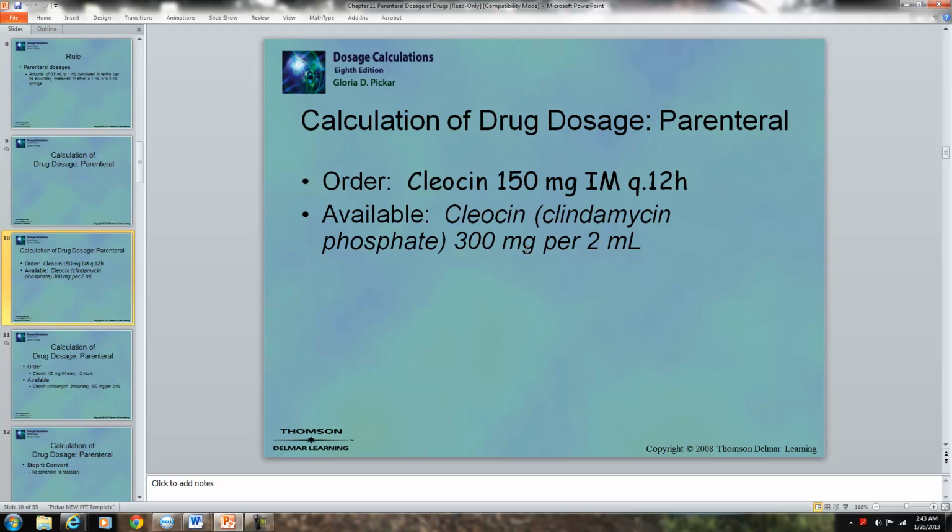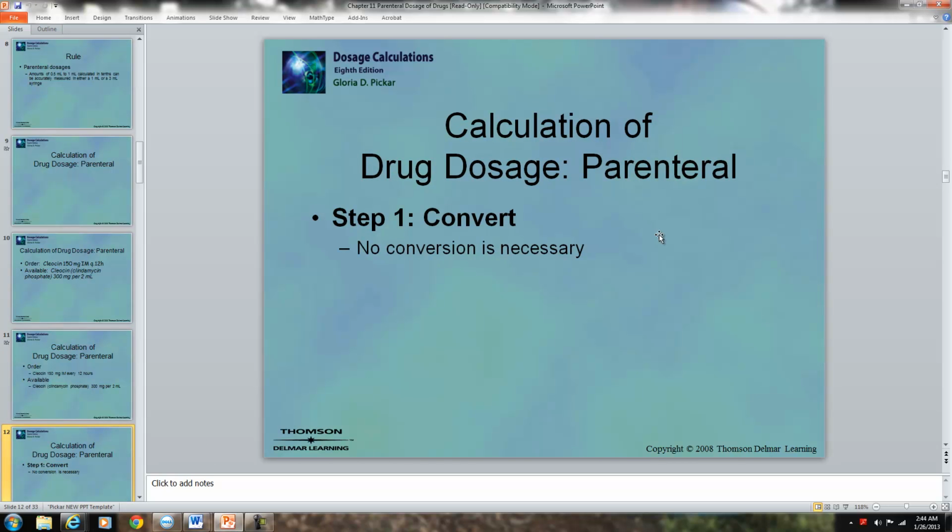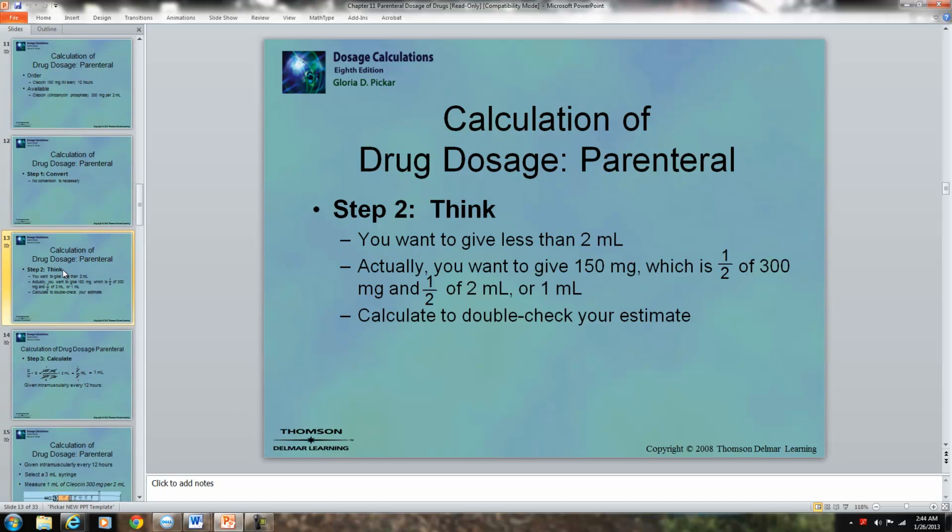Our medication tends to be in the same unit, so all are in metric measure. So we think, this is what the doctor ordered, this is what we have. No conversion necessary, all in metric. You think, well, I've got to give less than 2 milliliters. The doctor wants me to give half the strength that I have, so a half of 300 at 2 milliliters would be 1 milliliter.